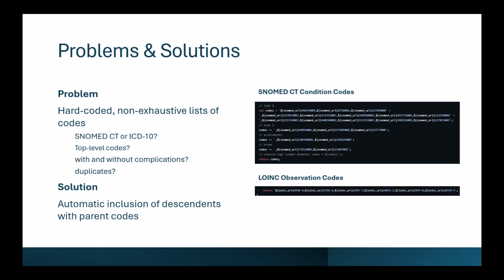And I ended up just putting in a whole load of codes. But a better solution would be to automatically include descendants with parent codes and just have an idea of what parent codes to use. Although this would pull in a large number of patients, I would imagine. But I'm going to come and talk about this again later. So I'm going to move on to the next item.